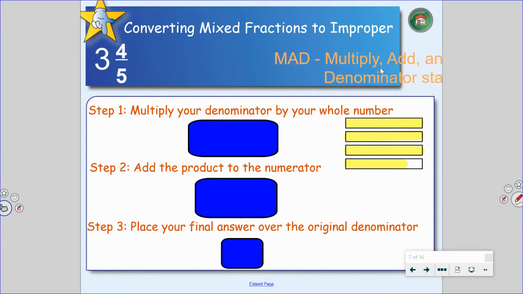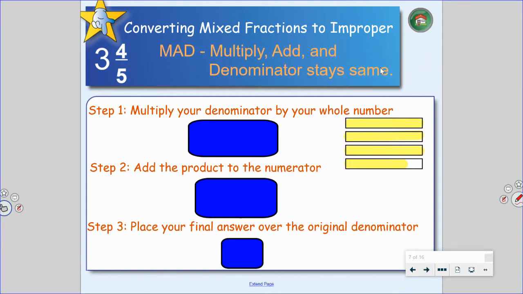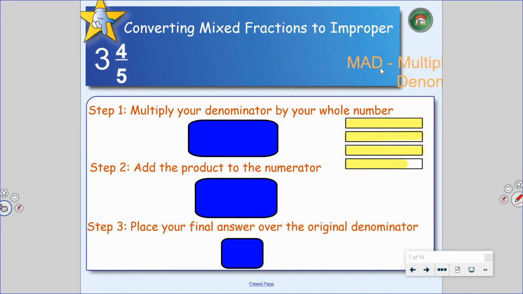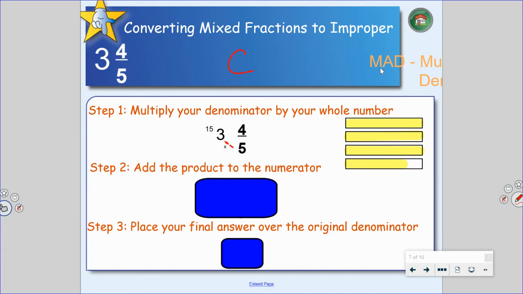So how do we convert mixed numbers to improper fractions? Now listen, I've heard all kinds of silly stuff. I've heard MAD, multiply, add, and denominators stay the same. I've heard this crazy Concord C. I don't want to hear it. I want you to understand number. So think about it. Why on earth would you multiply that 3 times the 5? The reason is, if you take a look over here on the right, I've colored in 3 wholes, and I've colored in 4/5. Let me just make that a little more clear.